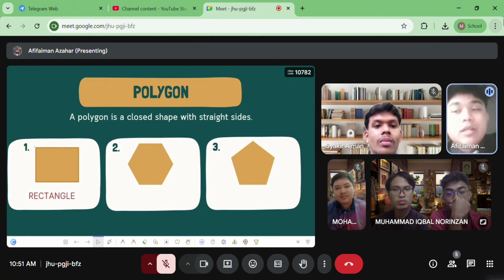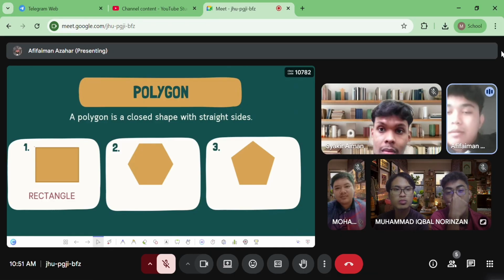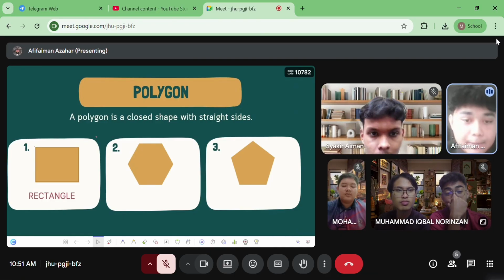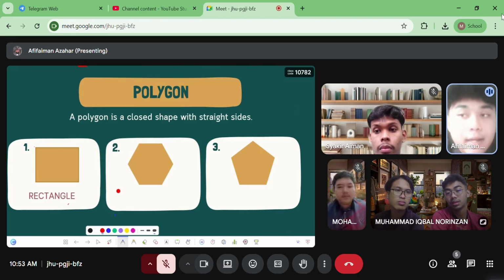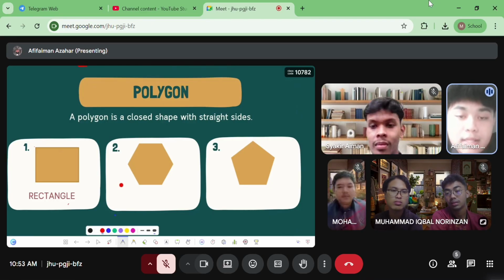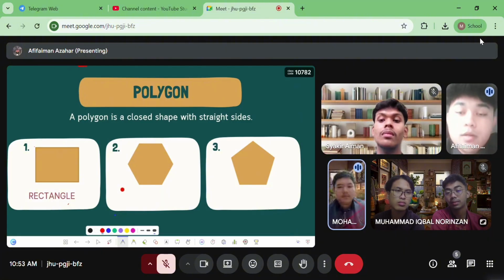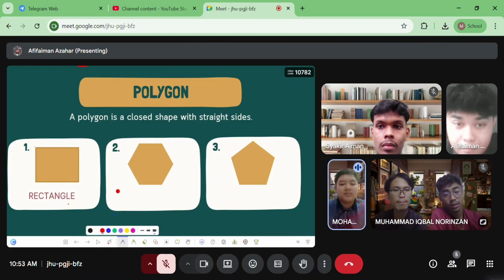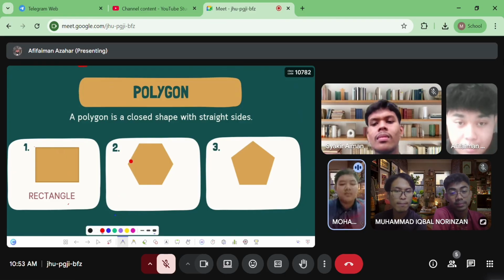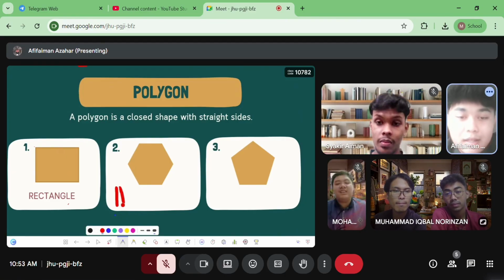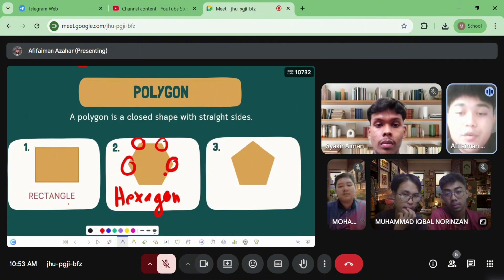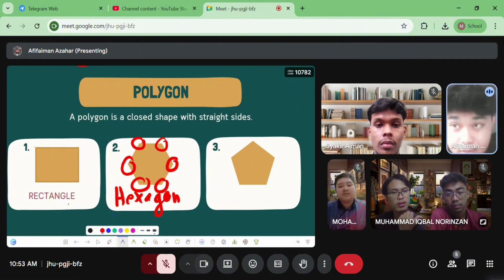In order to test whether you still remember what you learned last week, I'm going to ask. Harry, can you help me? What is the name of this polygon and why? I think it is a hexagon, sir, because it has six sides. Yes, of course. It is called a hexagon because it has 1, 2, 3, 4, 5, and 6 sides.